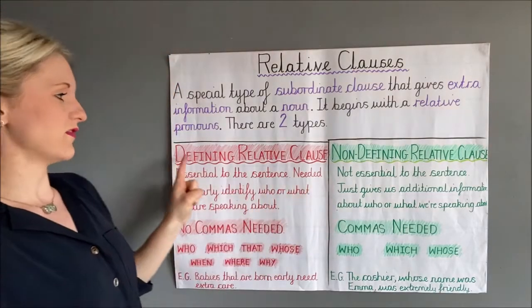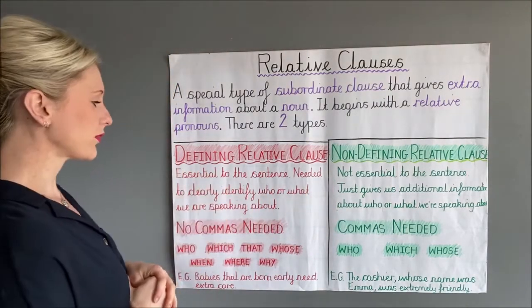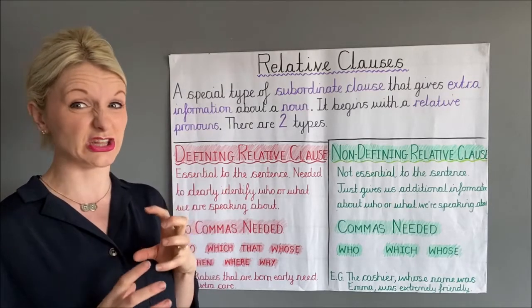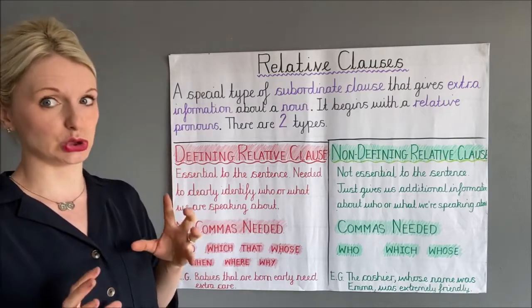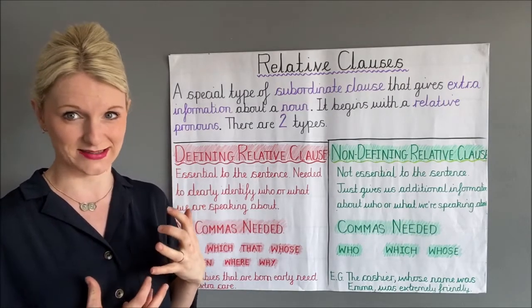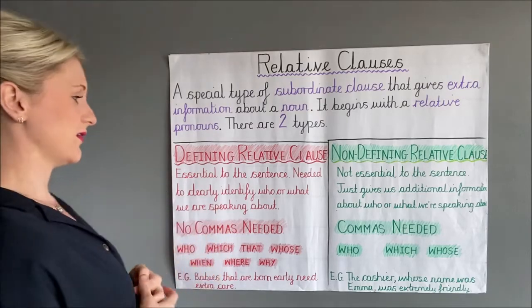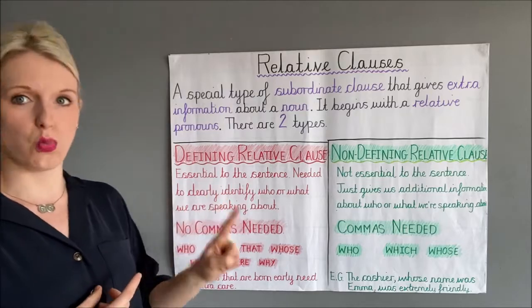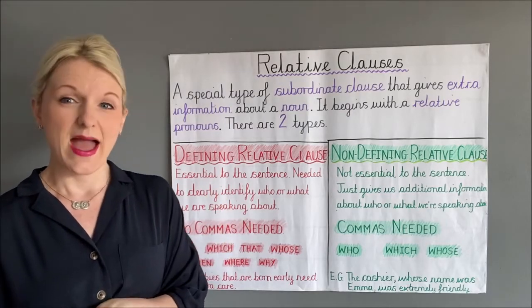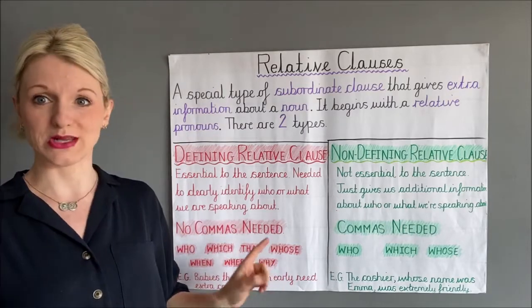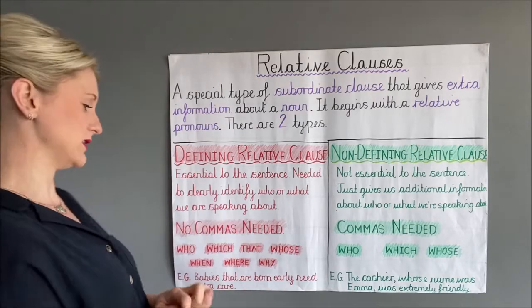So we're going to start with defining relative clauses. Defining relative clauses are relative clauses where the information that's in them is essential to the sentence. It can't be missed out because it would mean that the sentence isn't as clear or doesn't make sense. It's needed to clearly identify the who or the what that we are speaking about. And because it is really essential to our sentence, we don't put commas around it. It stands as part of the main sentence.